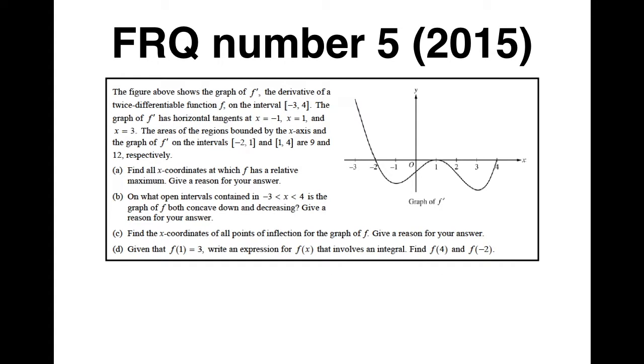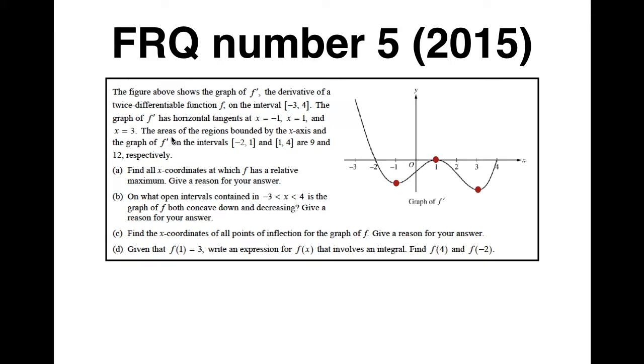So we'll read the question. Notice from the beginning that this is the graph of f prime, hence the title, Graph of Derivative. The figure shows the graph of f prime, the derivative of a twice differentiable function f on the interval -3, 4. The graph of f prime has horizontal tangents at x equals -1, x equals 1, and x equals 3. That feels maybe unnecessary for you, but it's just confirming that these horizontal tangent lines are exactly where they seem to be. So it's at x equals -1, x equals 1, and x equals 3.